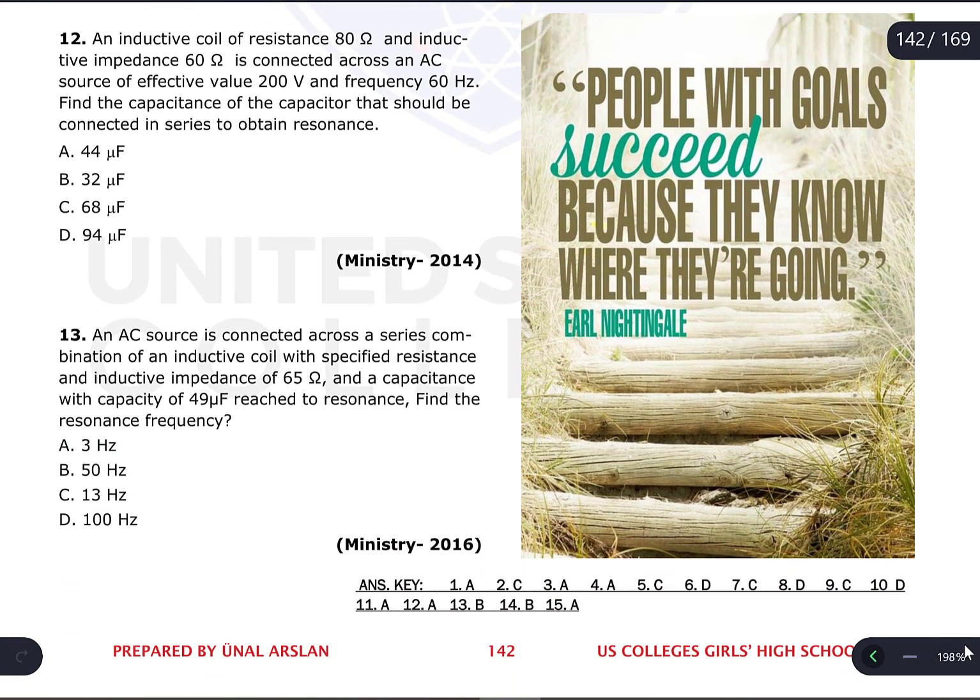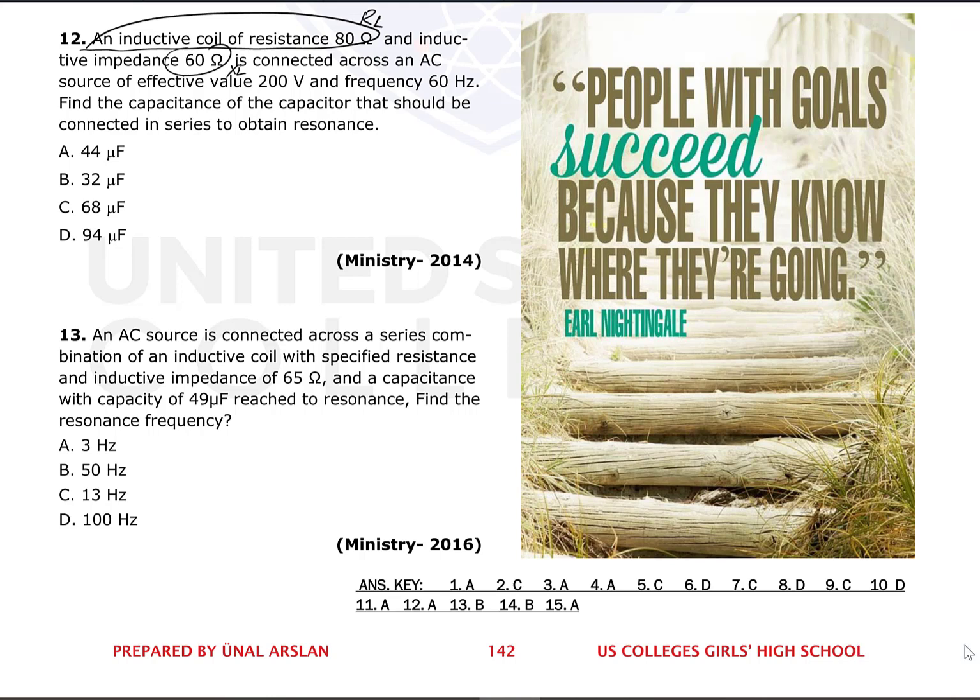Question number 12, an inductive coil of resistance. So this is again not a pure coil, so it has some resistance RL. An inductive impedance of 60, which is XL, is connected across an AC source of effective value 200 volt and frequency 60 Hz. Find the capacitance of the capacitor that should be connected in series to obtain the resonance.